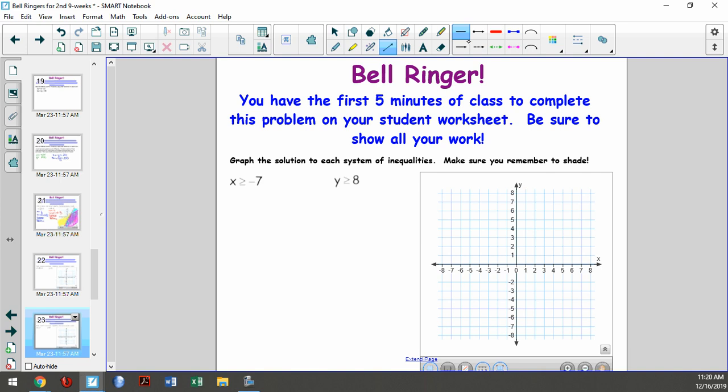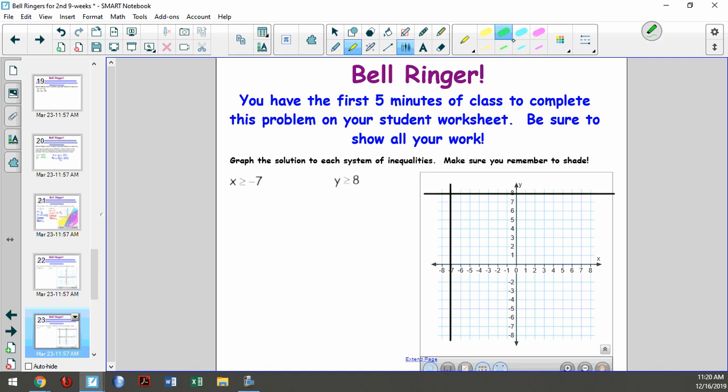Solid line at -7, vertical, right? Solid line at 8, horizontal. And where do they intersect? You're shading above for both of them. So if you're shading above for both of them, where are they actually going to intersect? Right here. Do y'all see that? That's it. Yes?